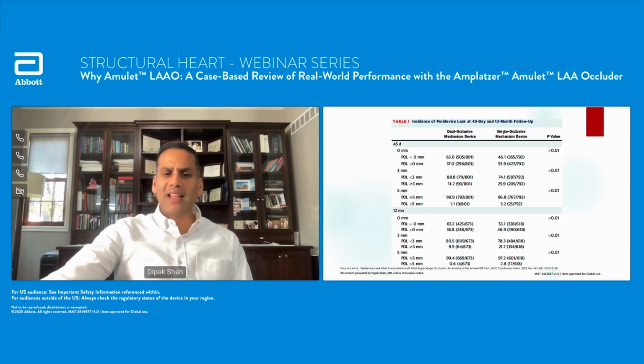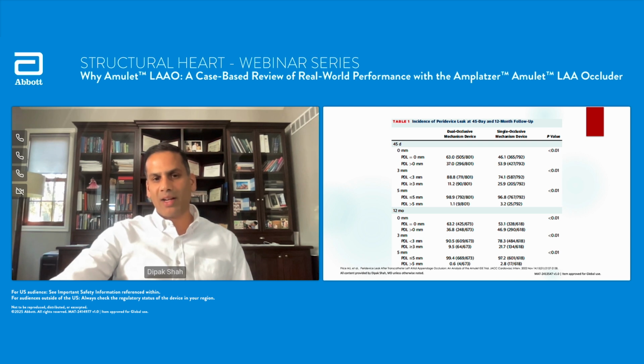So when you look at the IDE trial and when you look at the Matthew Price paper that really looked at peri-device leak, and if you focus on Amulet versus Watchman, Amulet was significantly better. So most of us, I would say all of us, really don't deal in the 5mm realm, right? No one's really leaving someone at implant with a 5mm leak. That's just not standard of care anymore. And what we know now is that we really strive for 0mm leak at implant. And that 0 is better than 1, which is better than 2, and then better than 3.